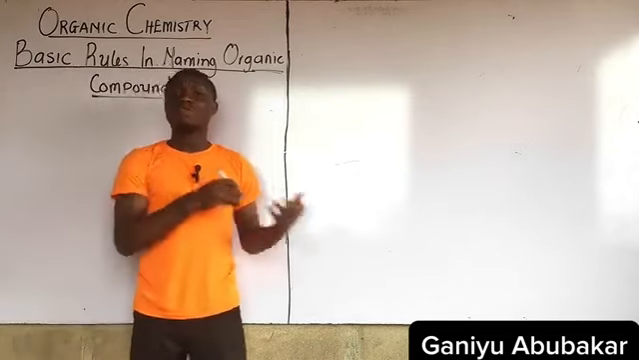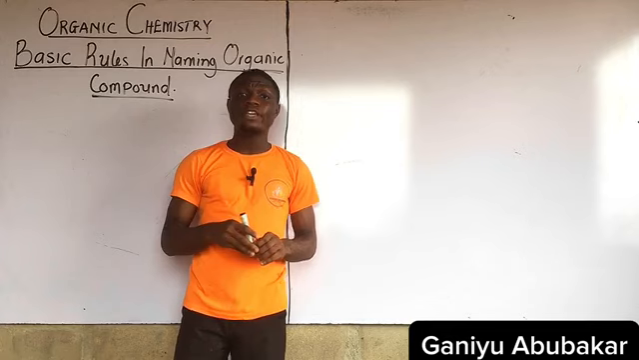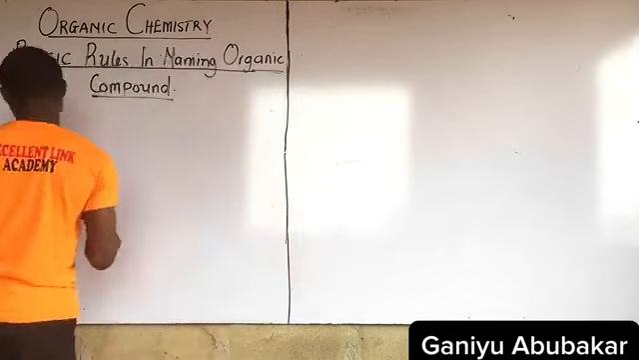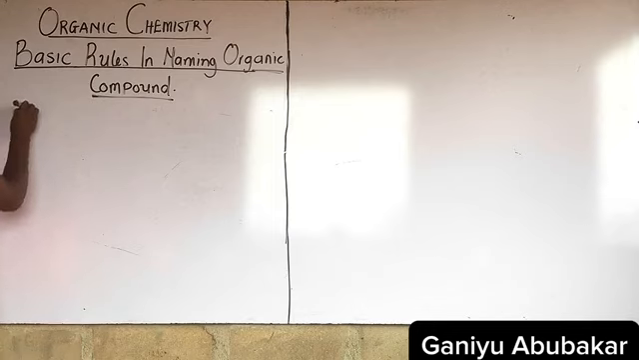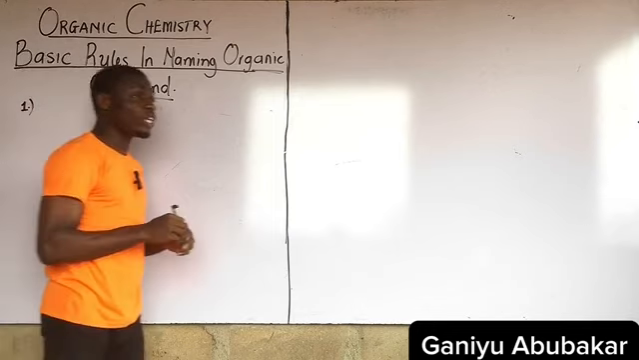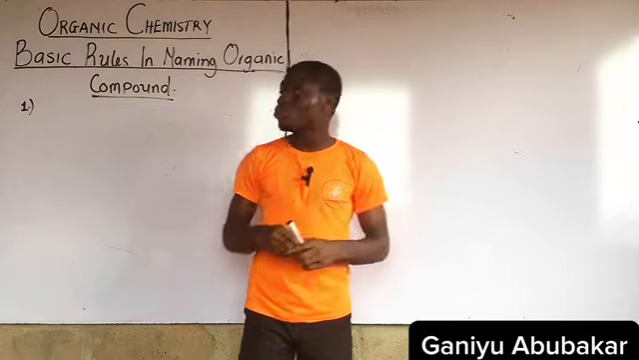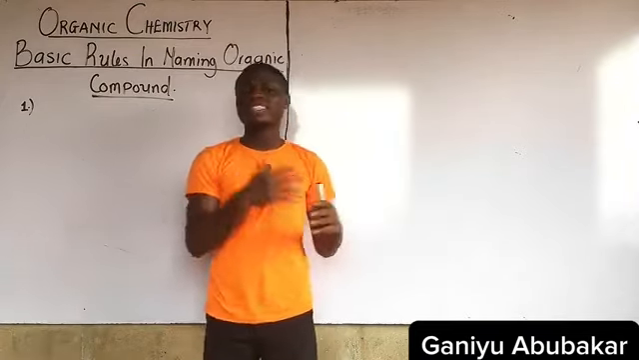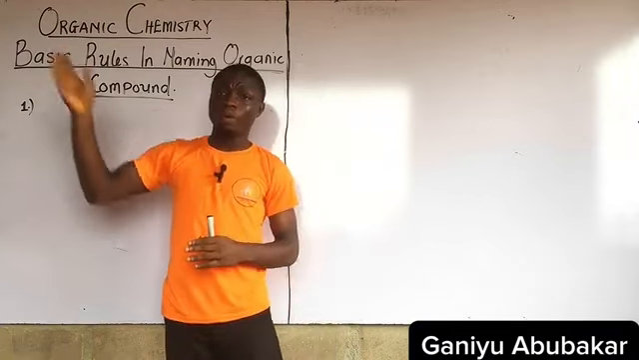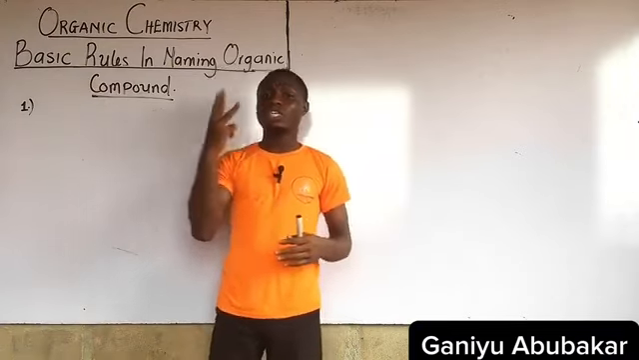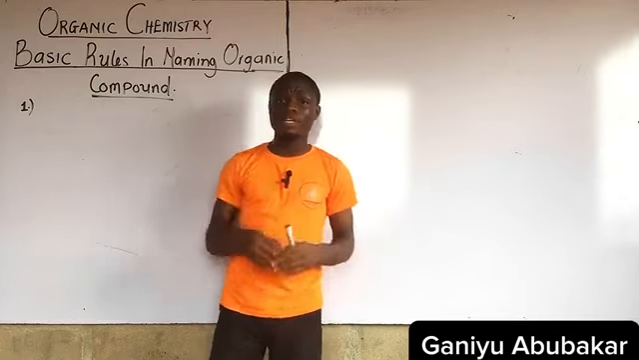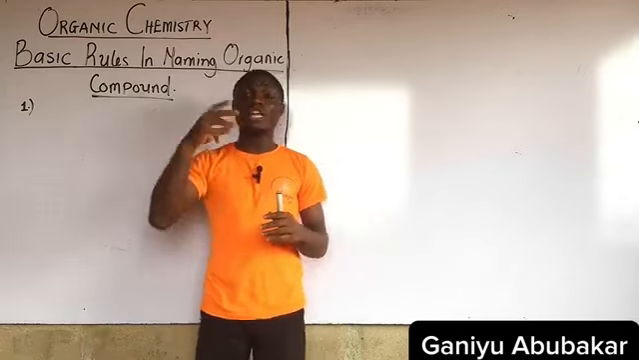Let's consider some of the rules important in naming organic compounds. Let's start with rule 1. When it comes to basic rules in naming organic compounds, there are about 6 distinct rules. For this class, we're looking at just three rules that guide the concept of naming organic compounds. In our next class, we'll discuss the other 3 rules.